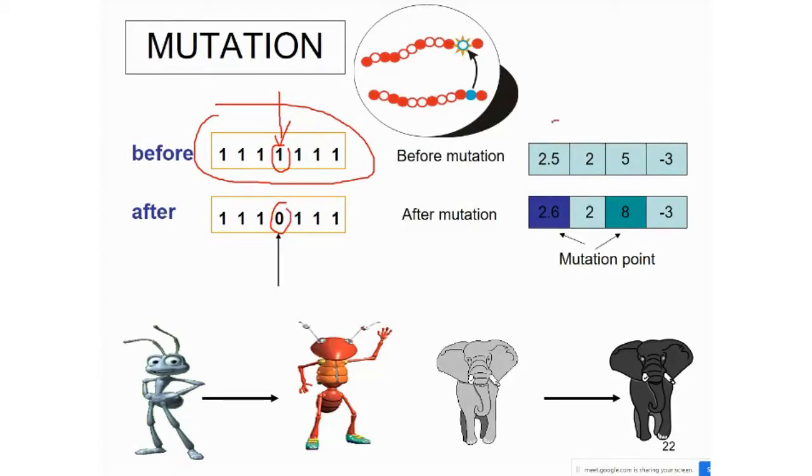If it is a real valued chromosome, it randomly selects the mutation point and tries to increment or decrement the value. Either increment or decrement the value slightly. That is mutation.